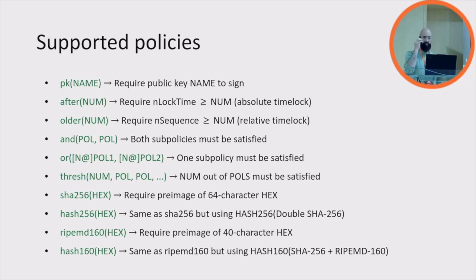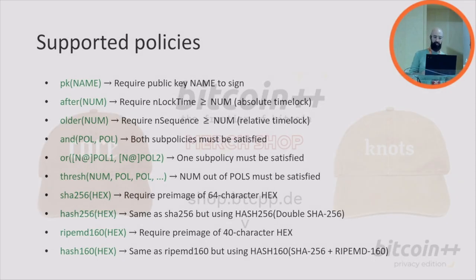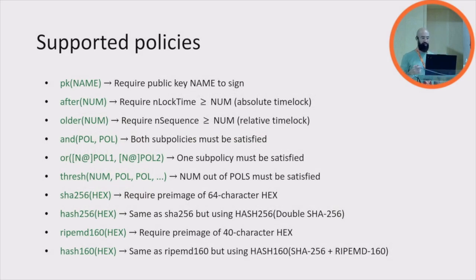Now, the supported policies. The simplest one is just to require a key to sign. It's pk with the name of the key, or with the key itself. And we have time lock manipulation. We have the absolute time lock and the relative time lock. And then we have conditions of and/or policies, or we can create a threshold situation, where we want a few policies to be satisfied. And of course, hash manipulation, all kinds of hash manipulation.